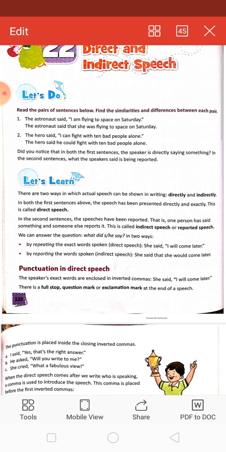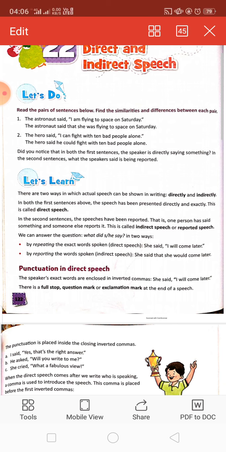The hero said, "I can fight with 10 bad people alone." The hero said he could. See, I is changing into he, can is going to could. He could fight with 10 bad people alone. So, have you noticed? Did you notice that in the first sentence, the speaker is directly saying something? In the second sentence, what the speaker said is being reported.